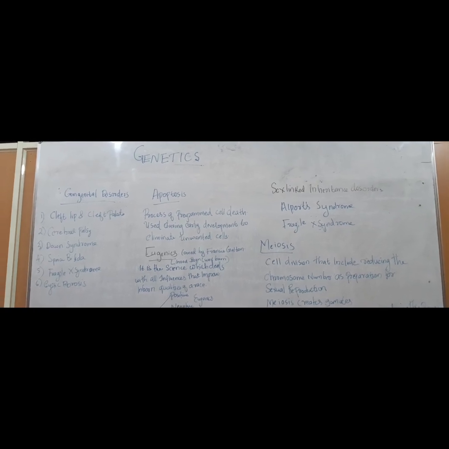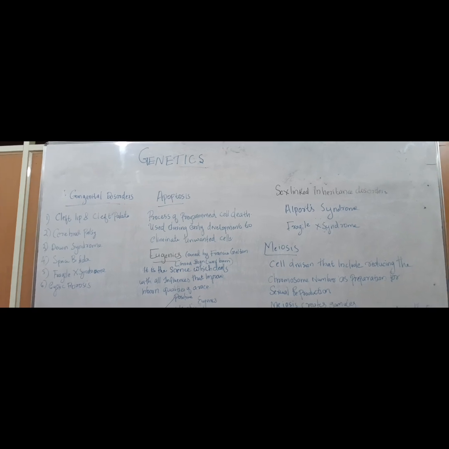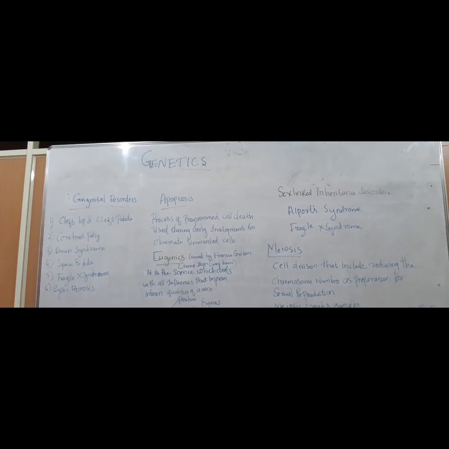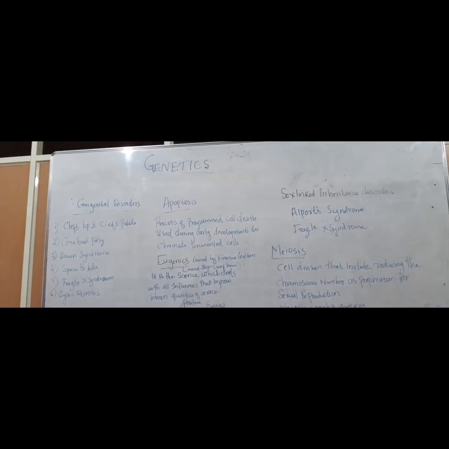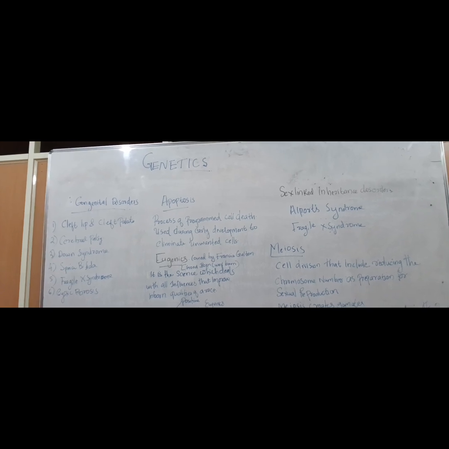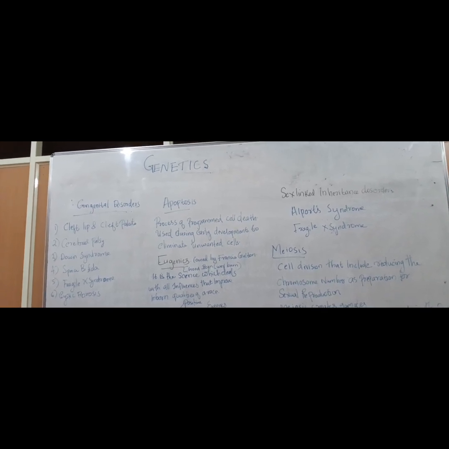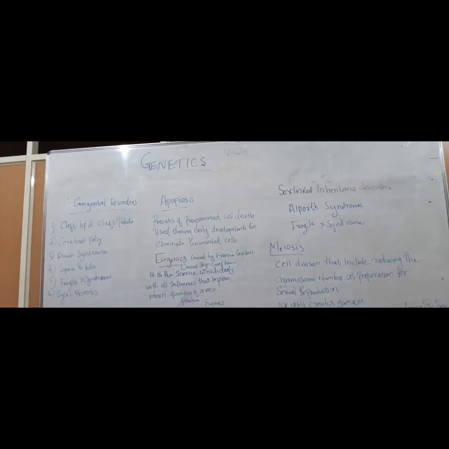And what is apoptosis? Apoptosis is a process of programmed cell death which is used during early development to eliminate unwanted cells. Then next is eugenics. This is also a frequently asked terminology. The word eugenics was coined by Francis Galton. It means good born, or well born.